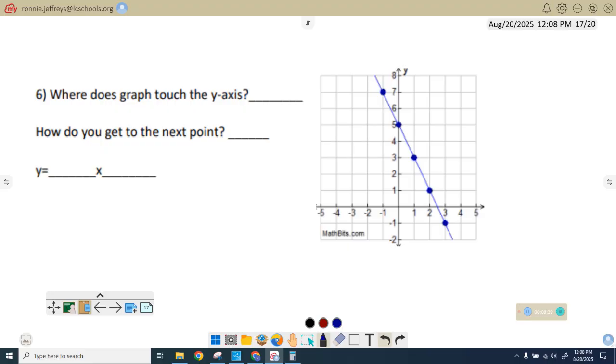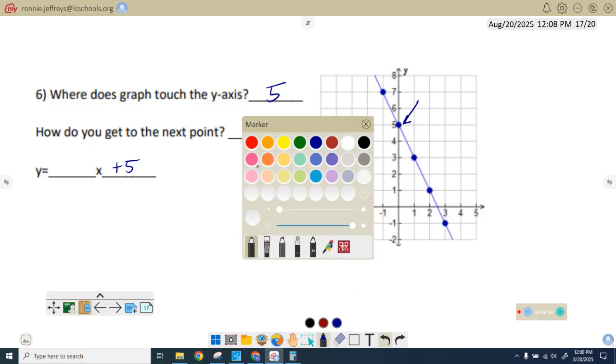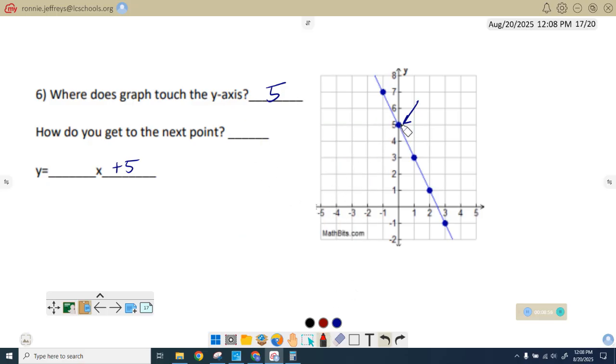Guys, notice these directions are written exactly how you would probably talk to yourself when you do this, okay? This is the conversation that I have in my head when I do these, okay? So, where does this touch the y-axis? At 5.